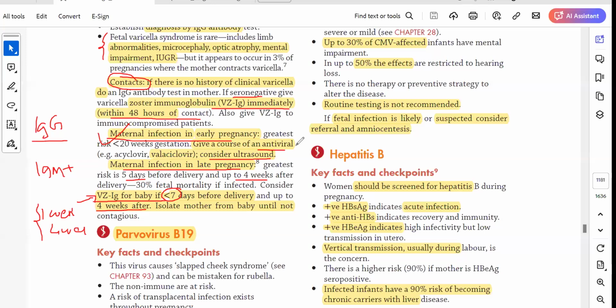If the patient plans to get pregnant, yes, we check rubella antibody status.